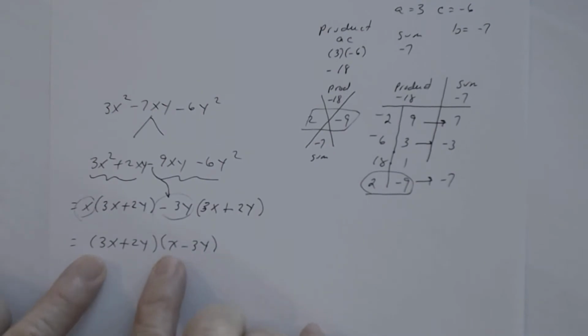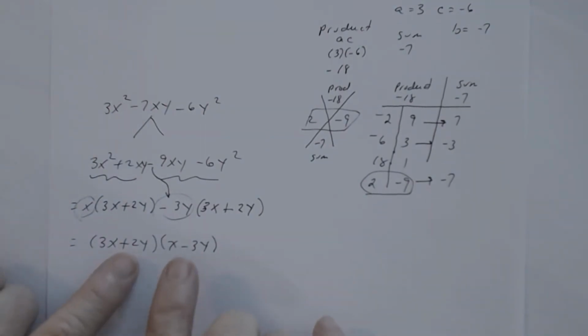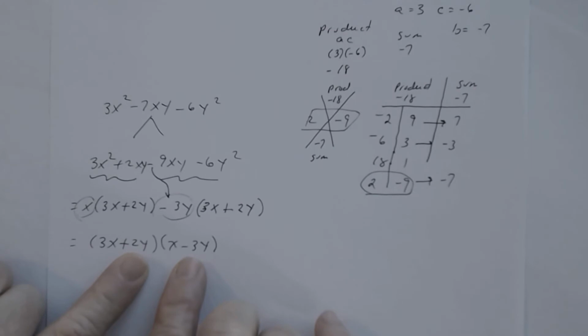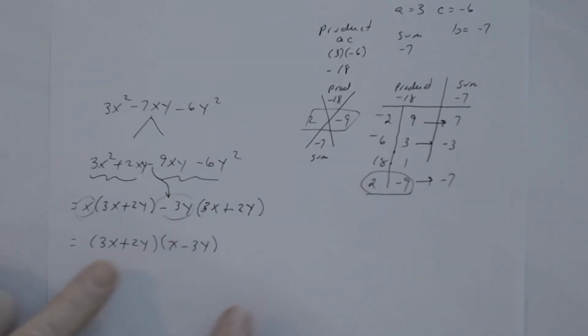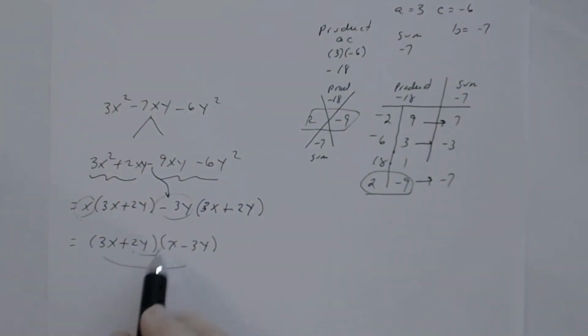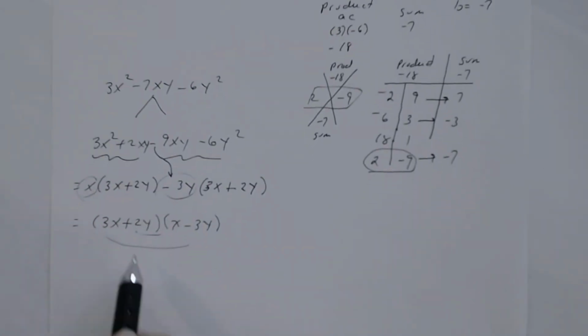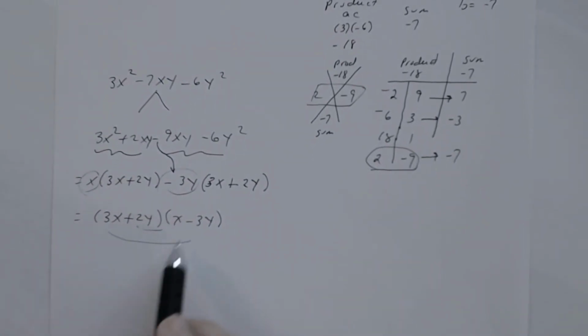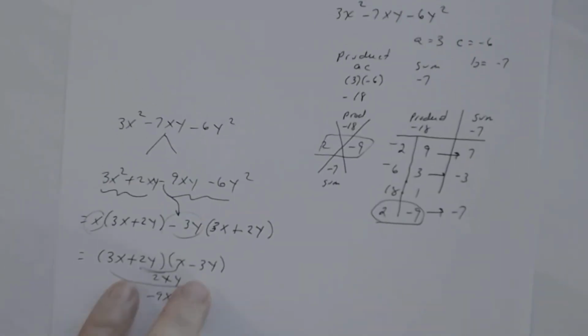So 3x times x is 3x squared. A positive 2y times a negative 3y is a negative 6y squared. And your outer and your inner should be these two terms here. So notice the outer, 3x times negative 3y is negative 9xy, which is what this is. And then your inner, 2y times x is 2xy, which is what this is. And when you add them up, you do get negative 7xy. So that's going to go here.